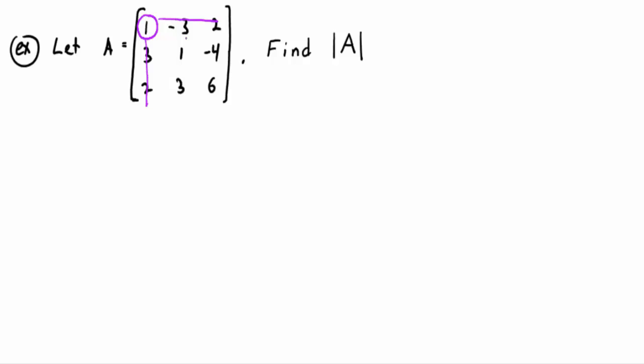Okay? And then notice that there's a submatrix. It's a 2 by 2 submatrix: 1, negative 4, 3, 6. And we're actually going to, the determinant of A, the whole matrix, is going to involve the determinant of submatrices. So we're going to write down that submatrix in determinant form because we're going to take the determinant of it in the next step after this one.